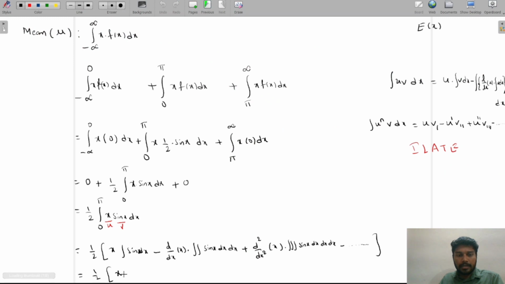So x into minus cos x by 1, minus d by dx of x, which is 1, and between these two there is multiplication. Here for sin x I am doing two times integration. Sorry, the denominator is 1. Okay, right. Now for sin x I am doing two times integration. I already did one integration and had the result minus cos x by 1, so I am integrating it again.